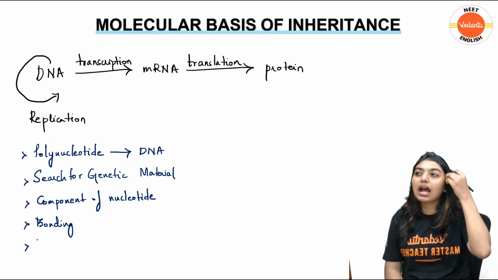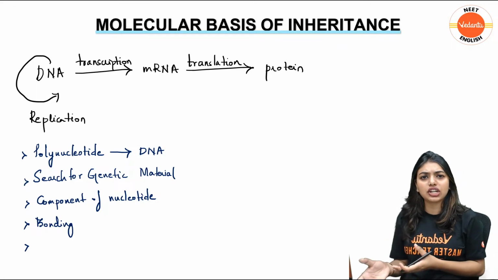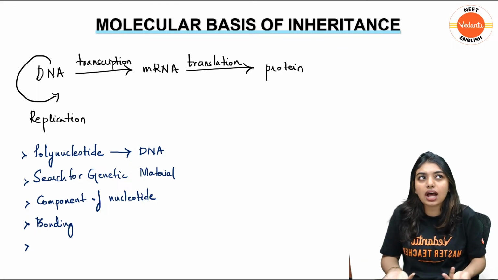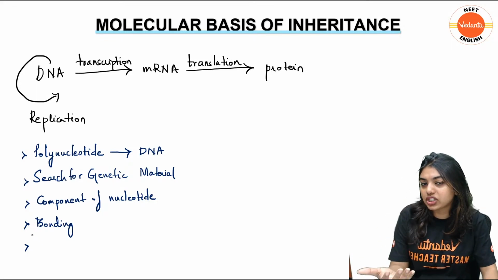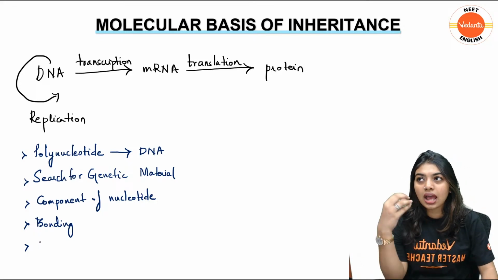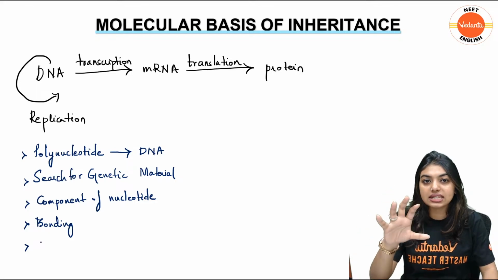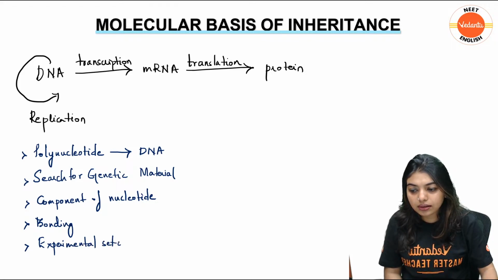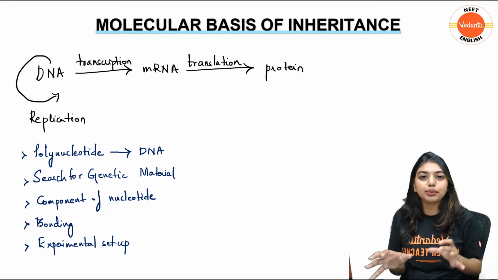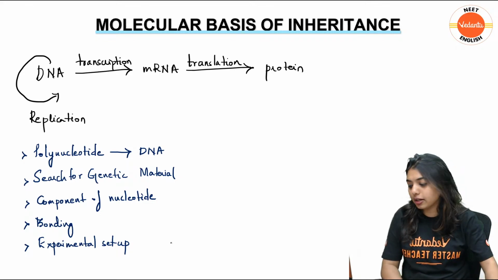Then we will understand how they told that DNA is the genetic material and not RNA. Why is RNA not the genetic material? We will understand the criteria for being the genetic material, and how DNA was shown to be the genetic material with the help of some experimental setups. This is what we will be doing today. I hope this is clear.